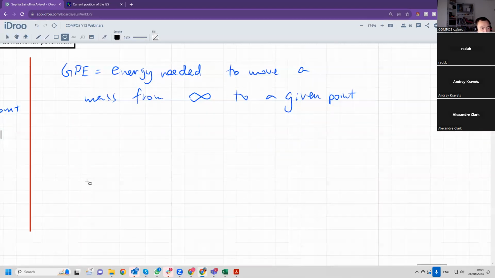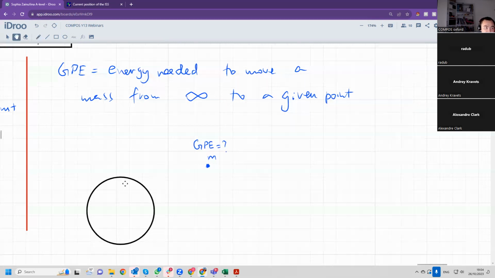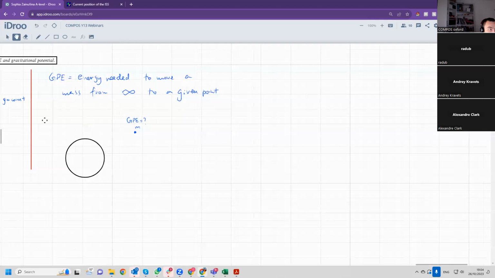So what does it mean? Well, if we have a planet and we have an object, and the mass of the object is m. The question is, what is the gravitational potential energy of that object? Well, it's the energy needed to move it from infinity to that given point, which is, let's say, a distance r away from the center of the planet. The planet's mass is M, by the way.